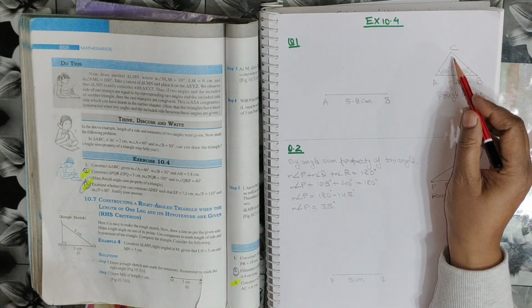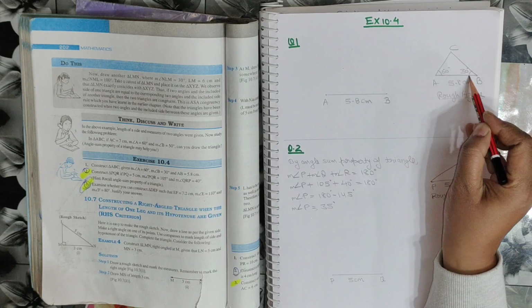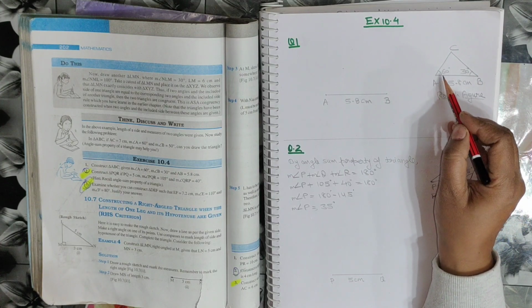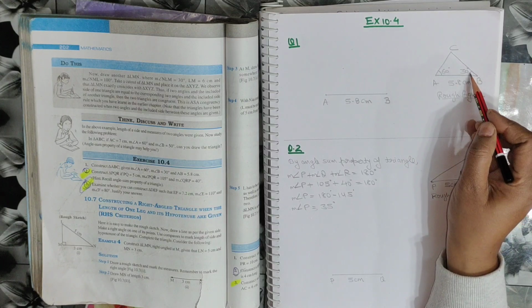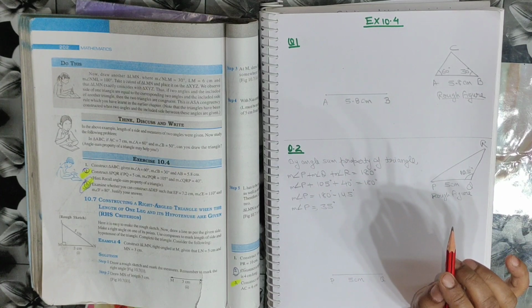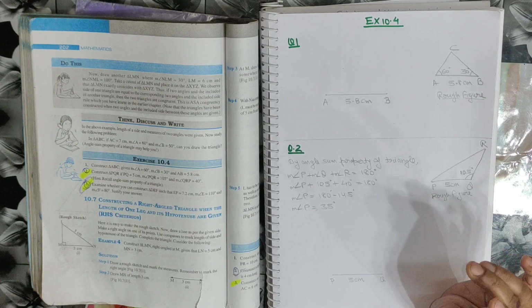This is the triangle ABC in which first of all we will draw a line segment AB of 5.8 centimeter. And at A we are having an angle of 60 degree. At B we are having an angle of 30 degree. This is the rough figure we have drawn. Now we are going to construct the triangle.